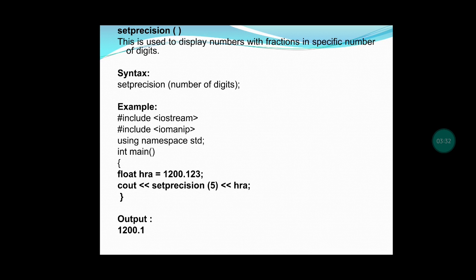Next, the setprecision manipulator. It is used to display the number with the fractions, and we can also specify how many digits we want in the setprecision. The syntax for setprecision is setprecision of the number of digits we have to give. Let us see the example for setprecision. In this example we have given float HRA equal to 1200.123. We have given setprecision of 5. We are going to display only the 5 digits. So what will be the output? 1200.1. Only 5 digits will be displayed by using this setprecision.